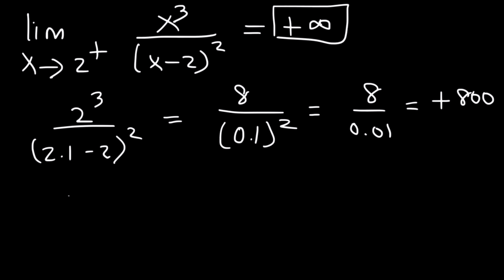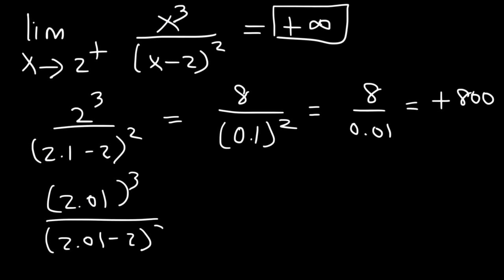Let's say if you plug in 2.01 instead. 2.01 to the third power, that's about 8.12. And if you divide it by 2.01 minus 2 squared, this is going to be a very large positive number. So in the end, we can see that this is going to approach positive infinity.